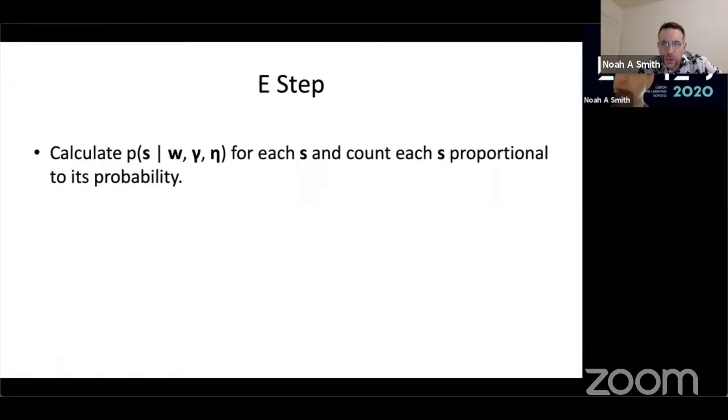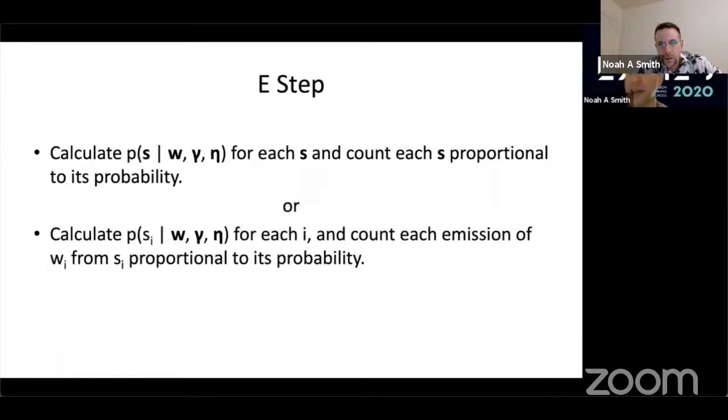So to put it in mathematical terms, we need the probability of the state sequence for every possible state sequence. And from that, we want to count every possible state sequence proportional to its probability. That's the easier version to grab onto of what's happening on the E step, but what we practically do doesn't actually ever enumerate all the possible state sequences.